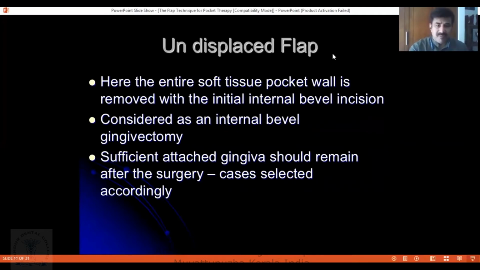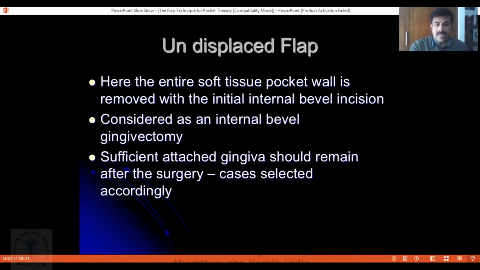Then we'll go to the next flap, which is known as the undisplaced flap. Here, the entire pocket lining is removed by means of an internal bevel incision. This was historically done. Nowadays we don't use this type of flap, because if you have about a 10 millimeter pocket and you try to remove that whole 10 millimeters of gingiva, no attached gingiva will remain. Complete recession will result. So case selection is very important in this case.